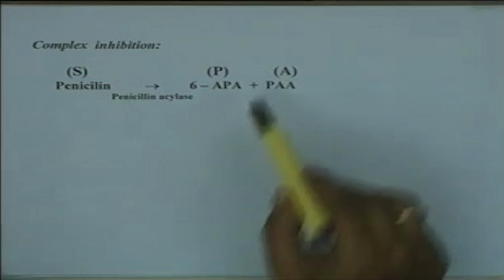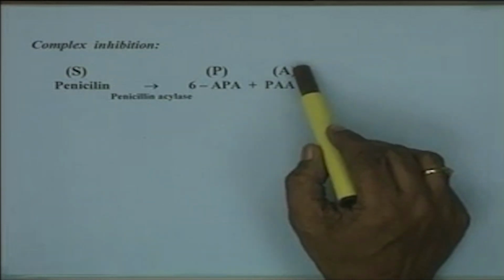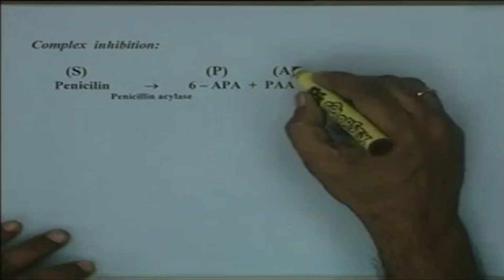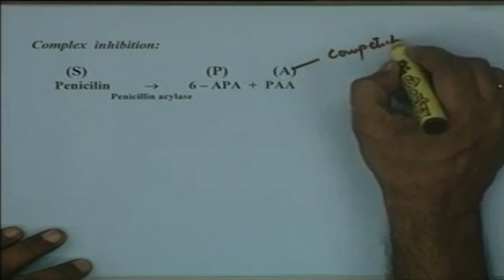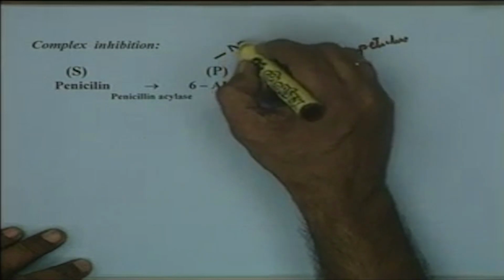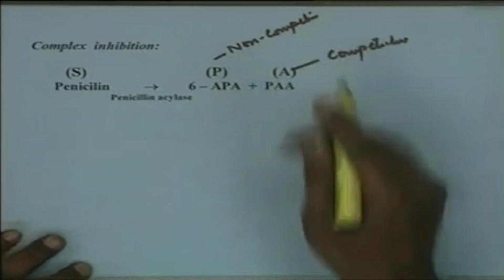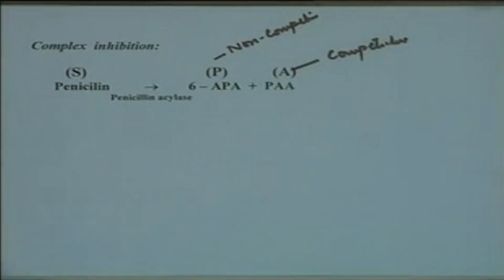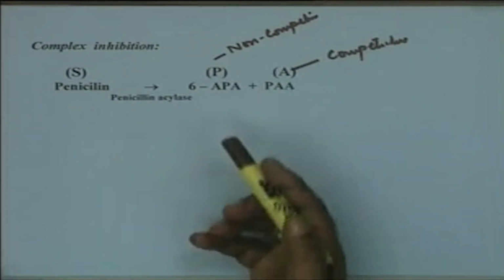Just for the sake of writing the expression, I have named them P and A. In the case of A, it is inhibited competitively. A is a competitive inhibitor, and P is a non-competitive inhibitor. You may also arrive at cases where there is substrate inhibition also. I think life can be very complex in such cases.